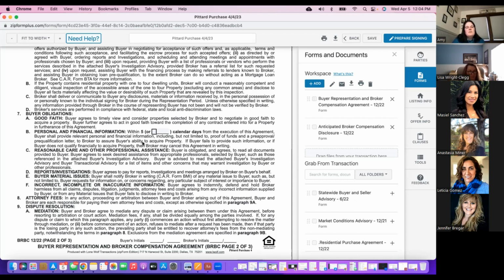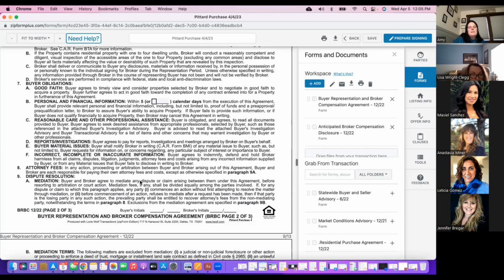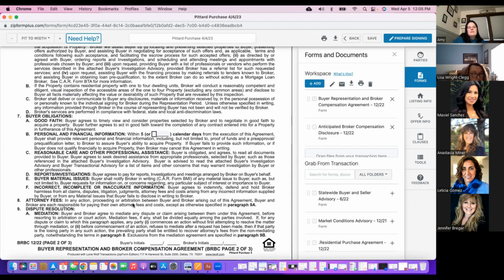If for any dispute or claim to which this paragraph applies, any party commences an action without first attempting to resolve the matter through mediation, or before commencement of an action refuses to mediate after a request has been made, then if that party is the losing party in any such action, the prevailing party shall be entitled to recover attorney fees from the non-mediating party, notwithstanding the terms in paragraph 8. Exclusions from the mediation agreement are specified in paragraph 9B. Okay, so attorney fees and then mediation.